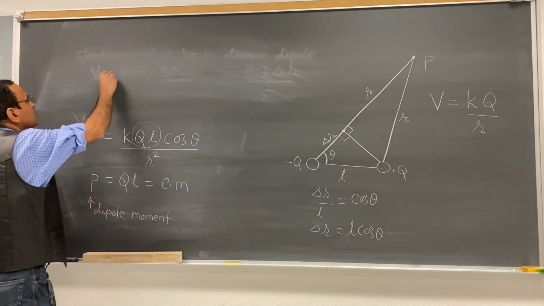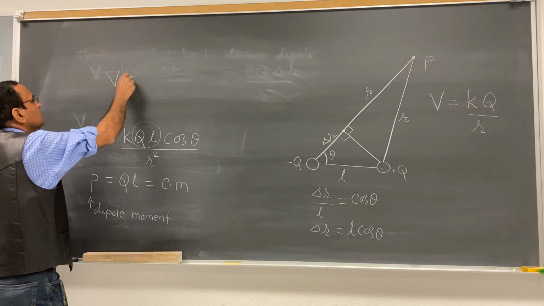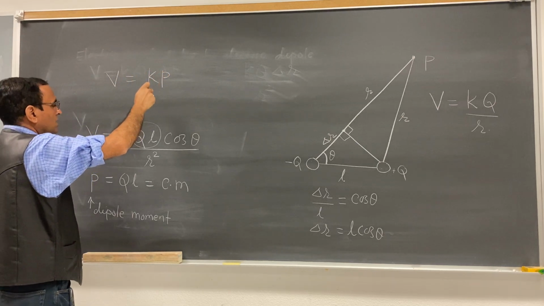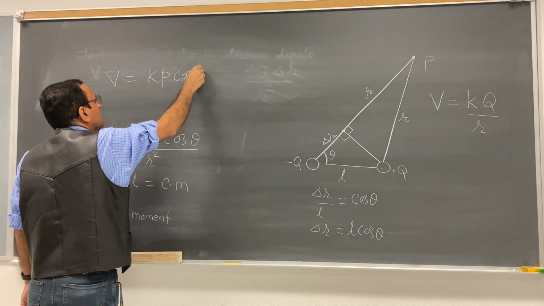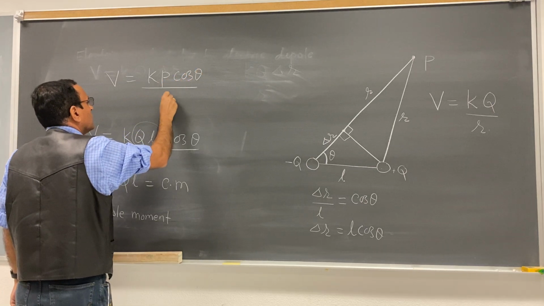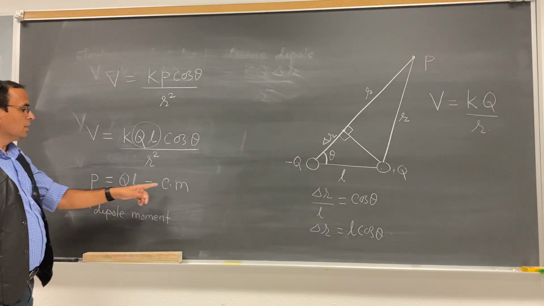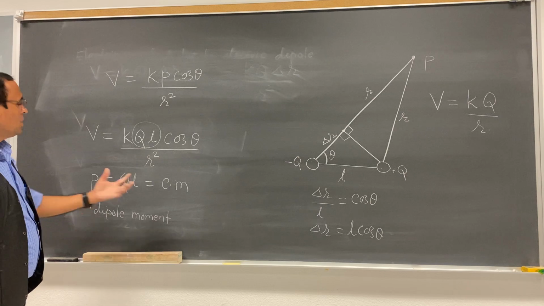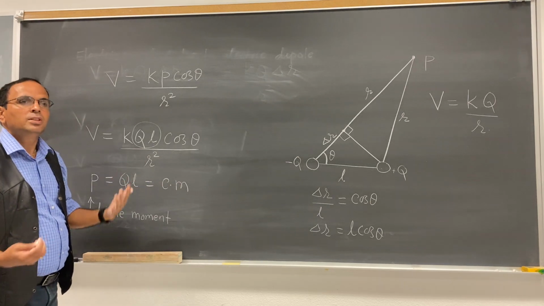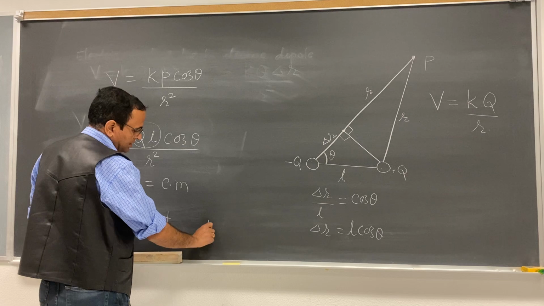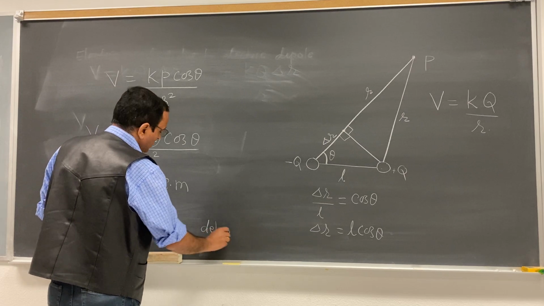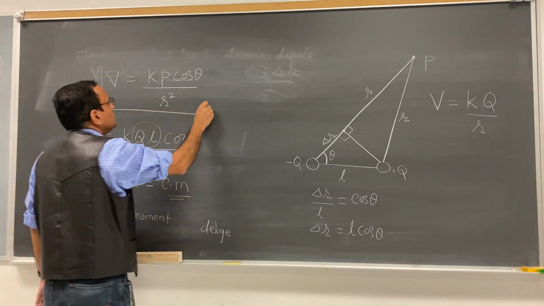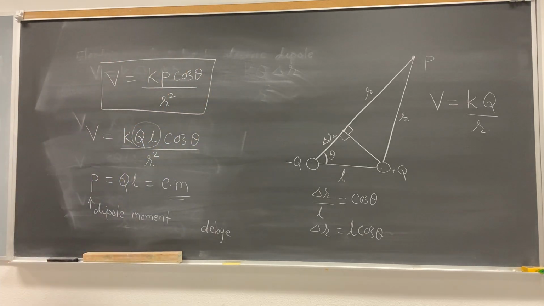The electric potential due to an electric dipole is equal to K P cosine theta divided by R squared, where P is QL, the dipole moment, and the unit of dipole moment is coulomb meter. People also use a very small unit called the debye, but you can use coulomb meter. So this is the electric potential due to the electric dipole.